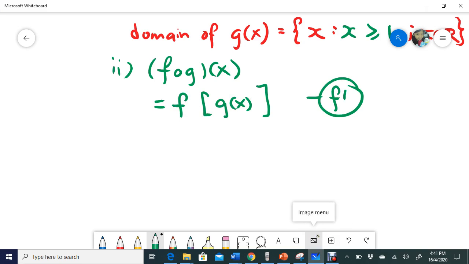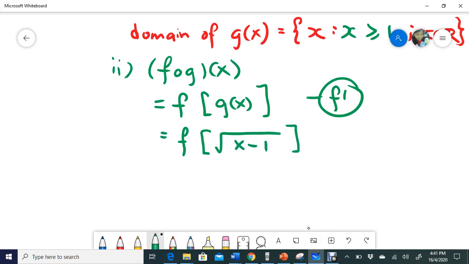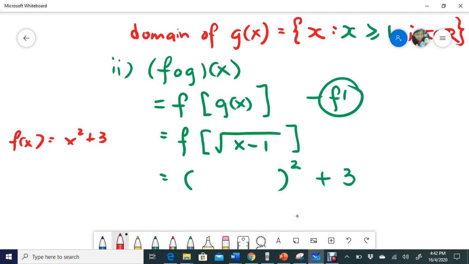After that, what will you do? You substitute back. What is your g function? Your g function is actually x square root of x minus 1. So what is your function? It is the whole thing squared plus 3. Am I right? Because you already know that given fx equals x squared plus 3.